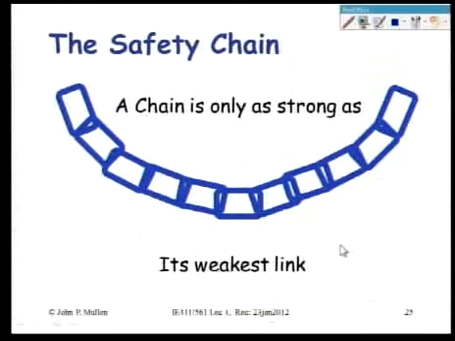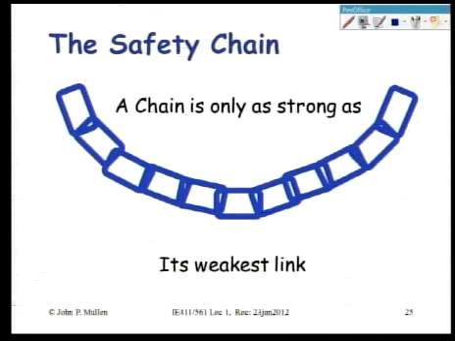The safety chain. Now, in most of what you've done in engineering, you've had an objective. How strong does the floor have to be? Which way do I point the arrow? How fast does Superman have to fly? You know, those kinds of things. We usually have a pretty definite objective. Safety is not like that.